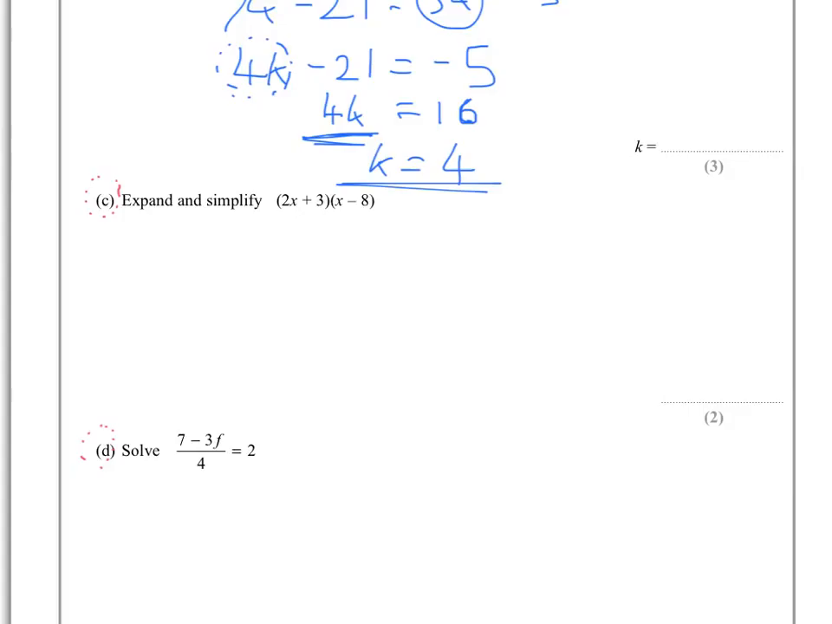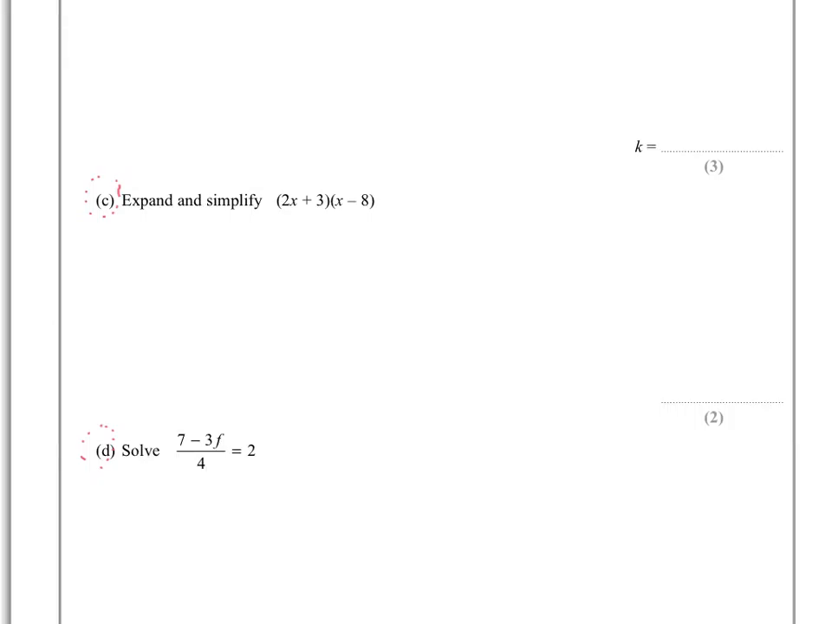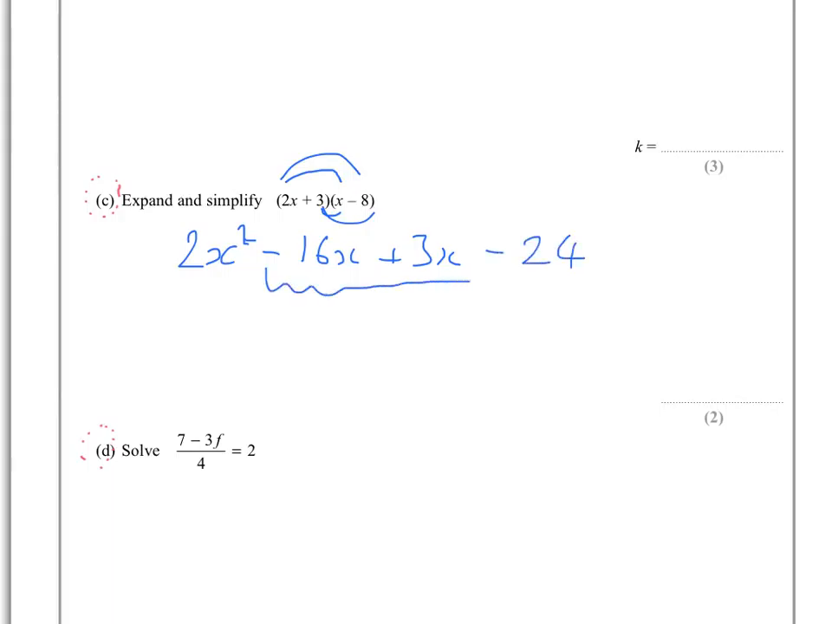Now we have done this next bit, but in fact I'll just clear a bit of space. Let's just delete that so we've got some space. We have done this next bit, not something that everybody finds easy, but we can get the marks if we're careful. So 2x times x is 2 times x, so that's 2x squared. 2x times minus 8 is minus 16x. 3 times x is 3x. 3 times minus 8 is minus 24, and then remember these x's in the middle, we can collect those together, so we get 2x squared minus 13x minus 24.